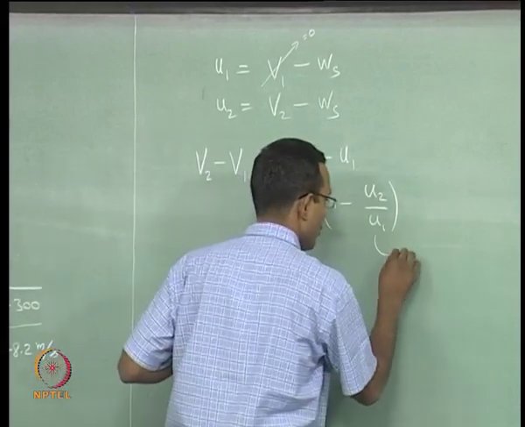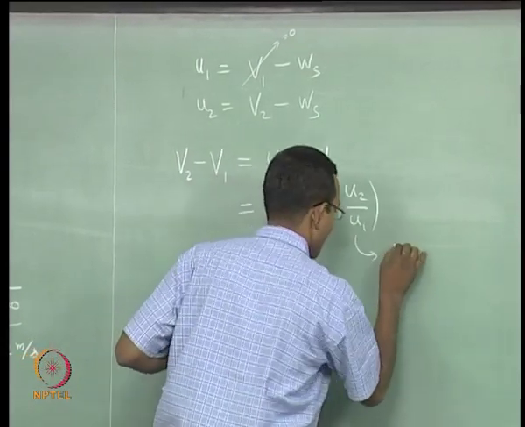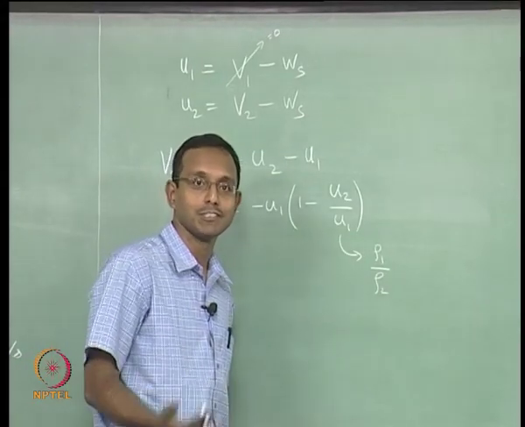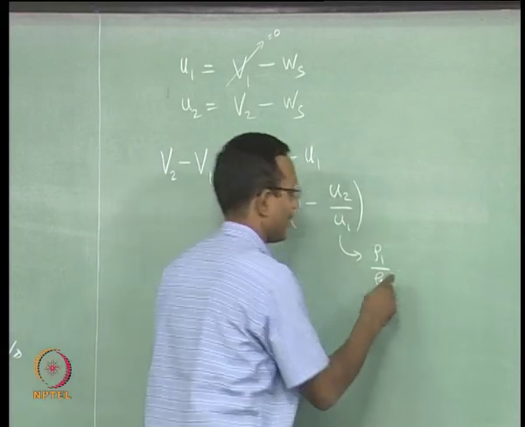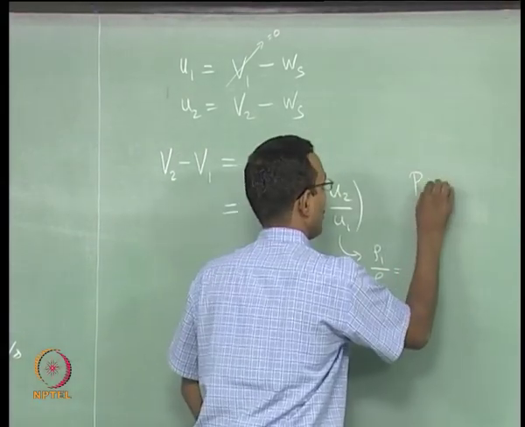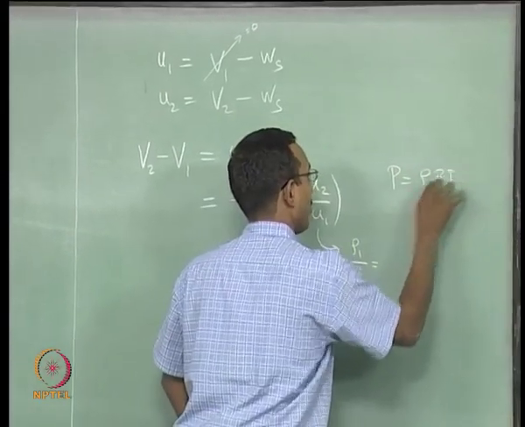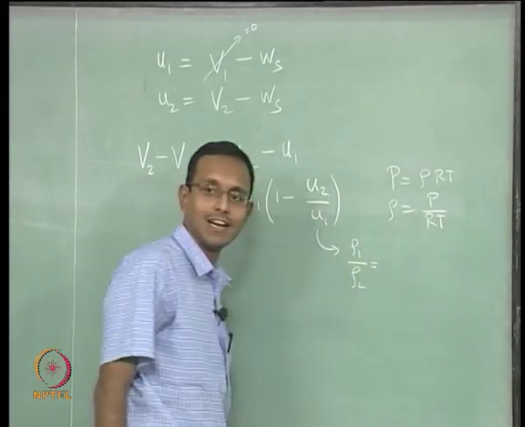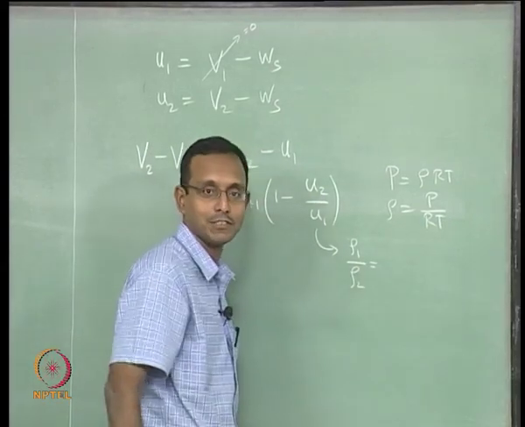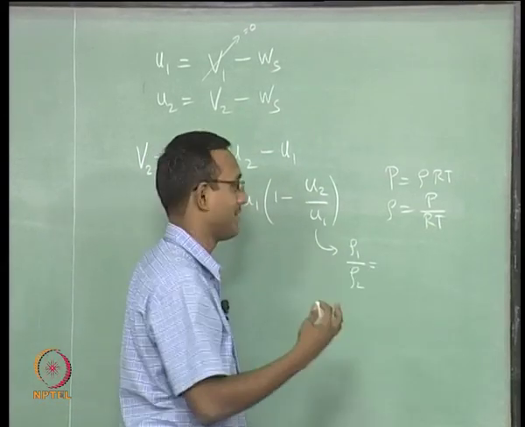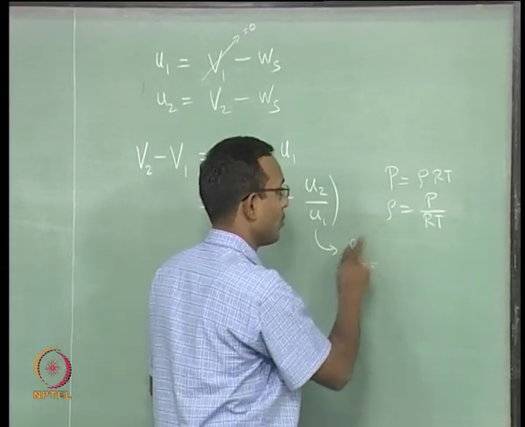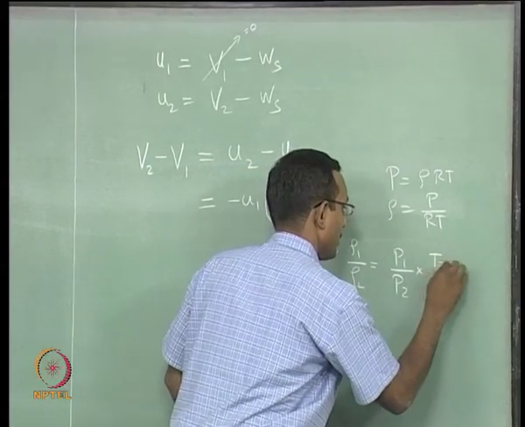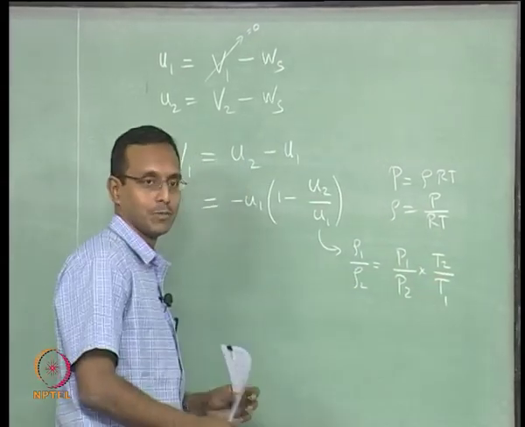How will I know u2 by u1? I can get it from rho 1 by rho 2, right? u2 by u1 is equal to rho 1 by rho 2 from mass conservation across the shock. How will I get rho 1 by rho 2? P equal to rho RT, or rho equal to P by RT. I will write it like this, where this R is specific gas constant. Of course, you do not need it in ratios, but anyway I am telling you. Okay. So I will write it as P1 by P2 into T2 by T1. This is all I will get it to be.